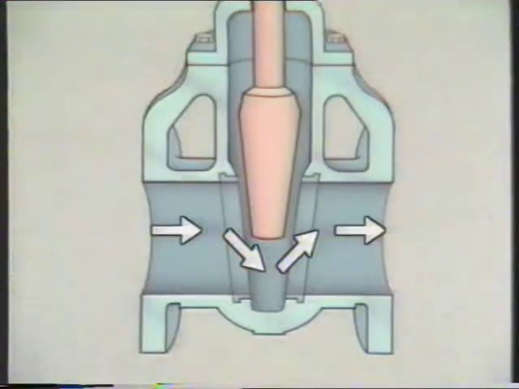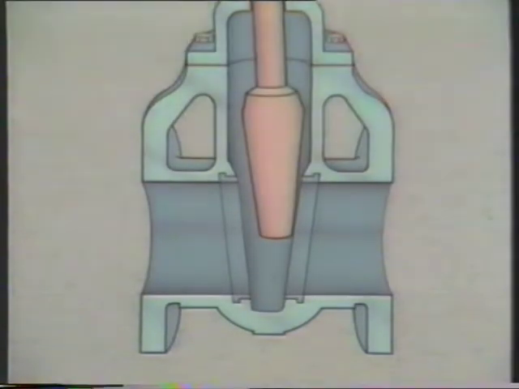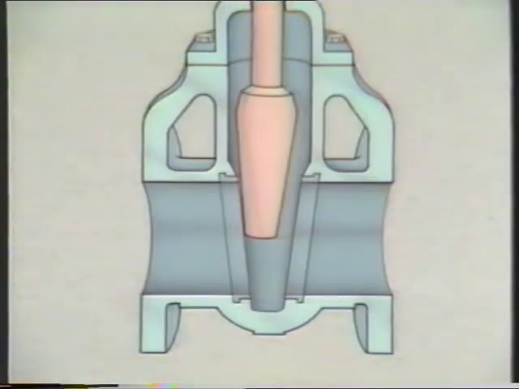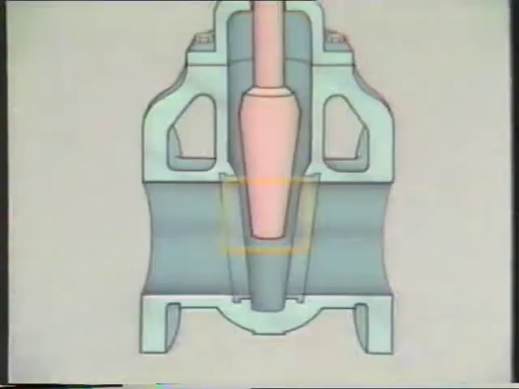This creates turbulence. The turbulence causes the disc to swing from side to side, banging or chattering against the seat of the valve. The chattering quickly leads to wear on the seat and the disc, and eventually, the valve won't shut off flow when it's fully closed.